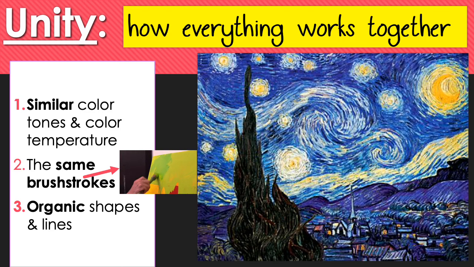And the last principle we're going to talk about is unity. How everything works together in a painting to make it feel unified or complete. In The Starry Night, which is a very popular painting, you can see that it has similar colors and tones and color temperatures. It has similar brush strokes, and it's mostly made up of organic shapes and lines.